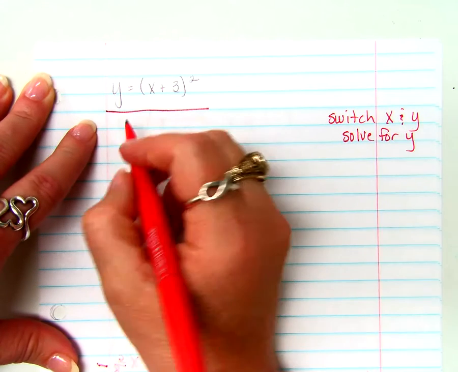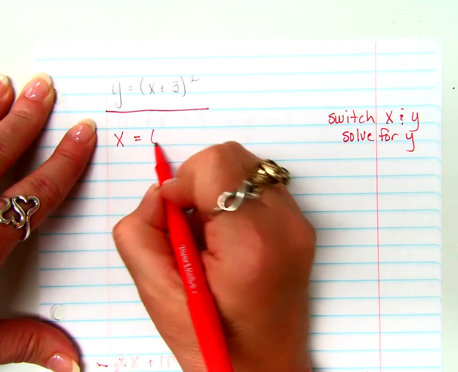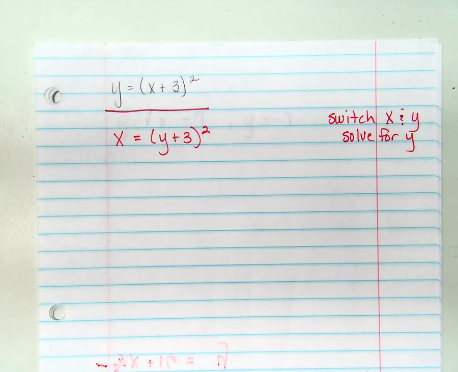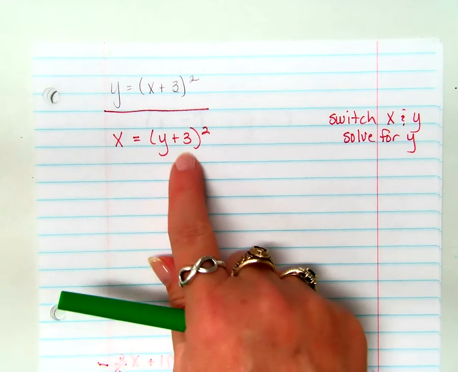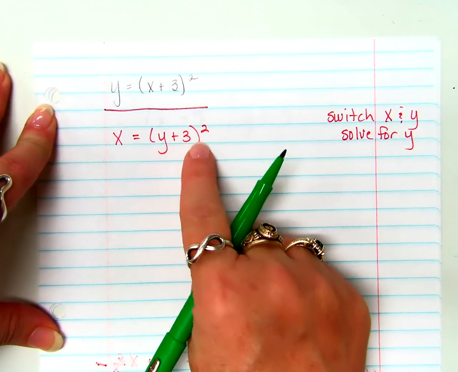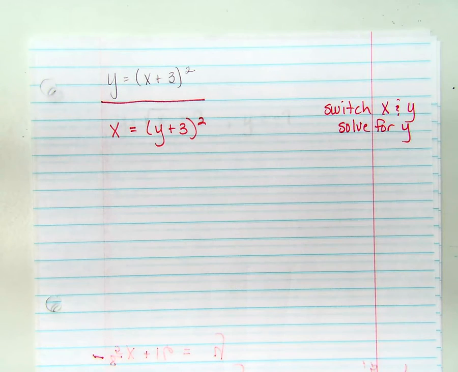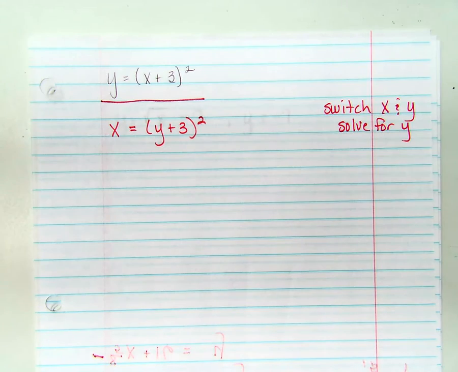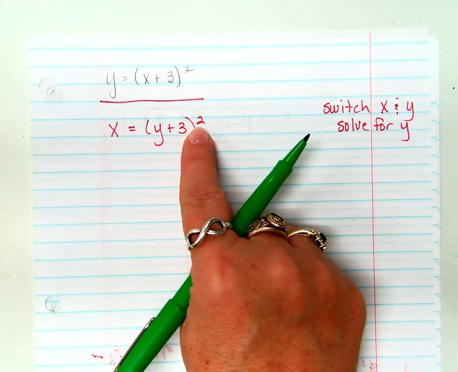Okay, so switching x and y, I get x equals (y plus 3) squared. Now, do I subtract 3 from both sides first? Oh no, I can't do that. You're right, because the 3 is inside the parentheses, so I've got to get rid of the parentheses first, but I can't get rid of the parentheses till I get rid of the squared. So here's our first big problem that we have to face. I've got to get rid of a squared.